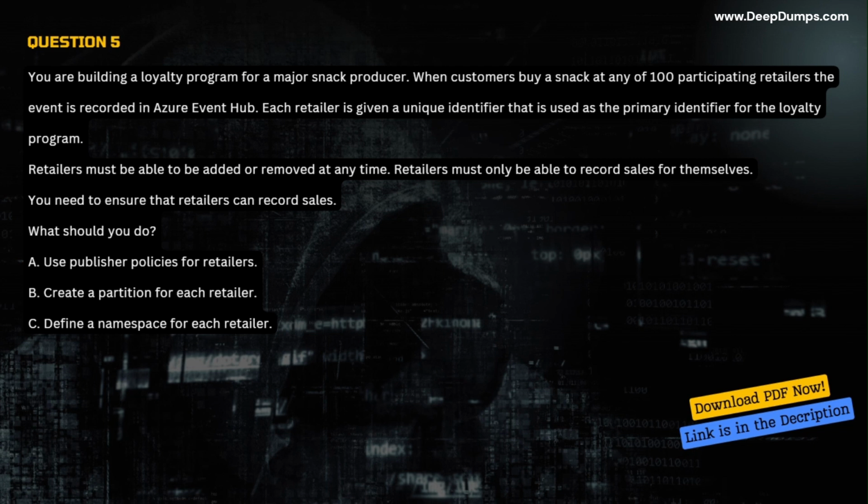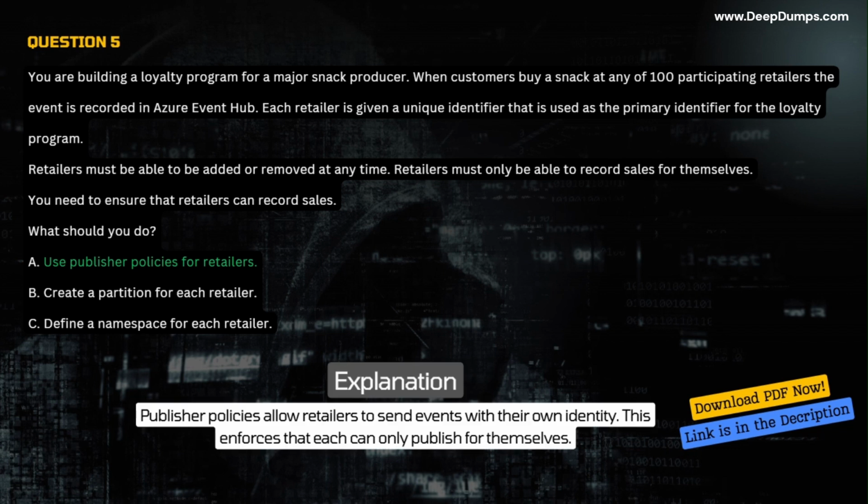What should you do? A. Use publisher policies for retailers. B. Create a partition for each retailer. C. Define a namespace for each retailer. Correct answer A. Use publisher policies for retailers. Explanation. Publisher policies allow retailers to send events with their own identity. This enforces that each can only publish for themselves.